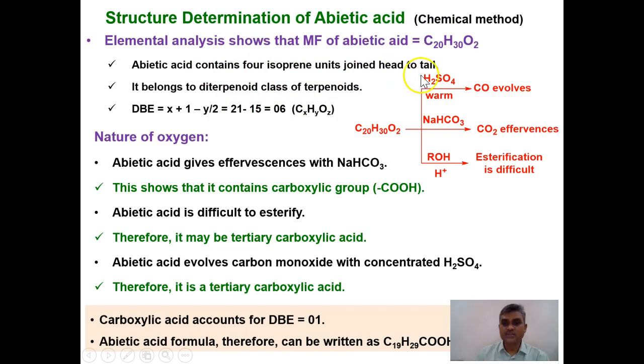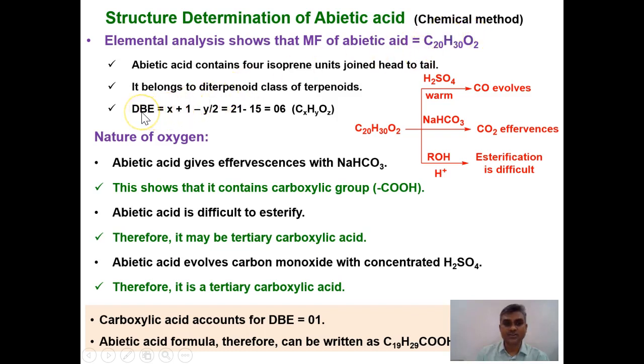According to the special isoprene rule, these 4 isoprene units may be joined through head-to-tail linkage. Since it contains 4 isoprene units, it belongs to the class of diterpenoid molecules. So, just by counting the 20 carbon atoms, we get a broad idea about the structure of the abietic acid molecule.